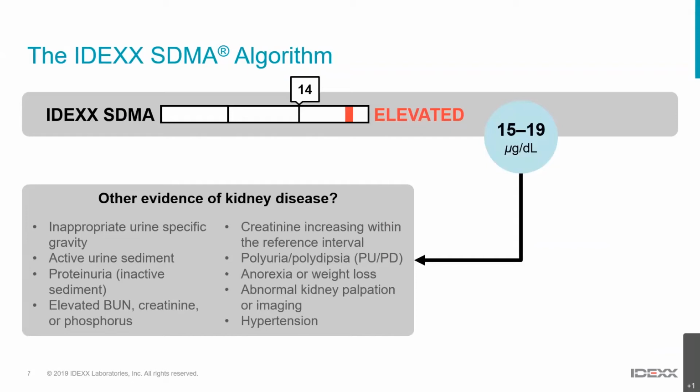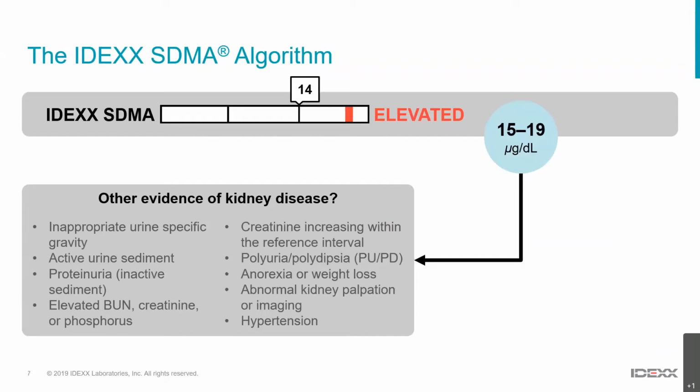If our patient has elevated urea, creatinine, and/or phosphorus, that's fairly convincing evidence of kidney disease. Likewise, we don't want to forget about creatinine trending upwards within the reference interval. This can be considered evidence of early kidney disease.